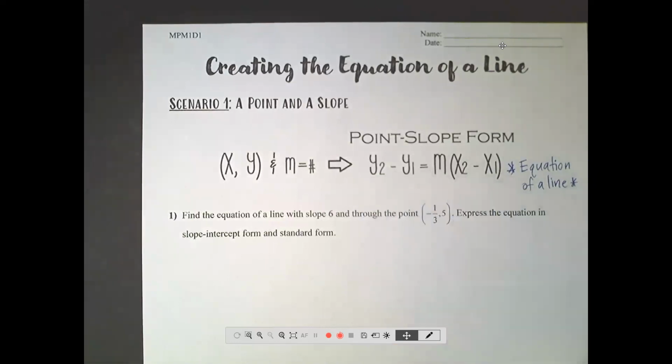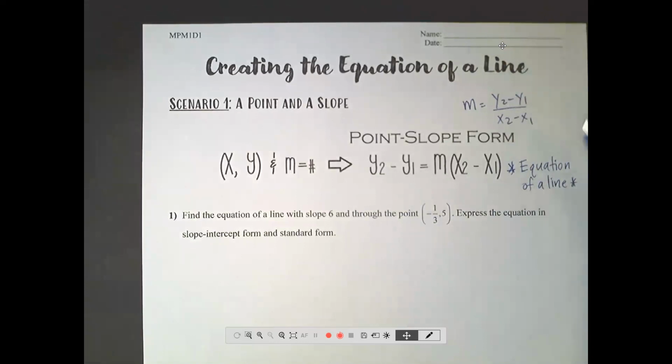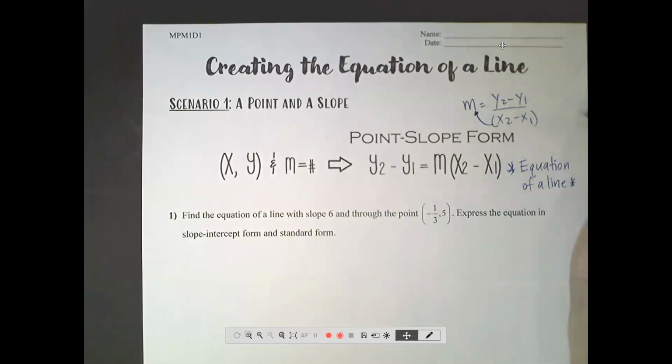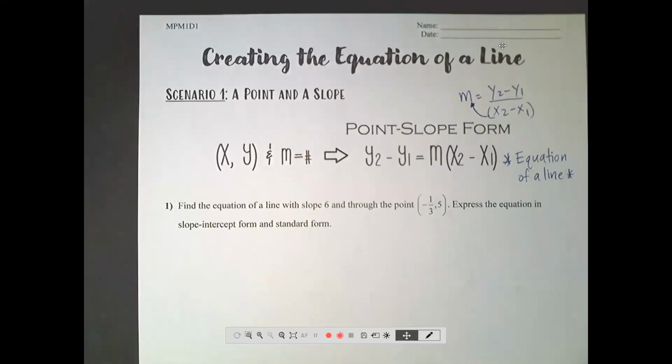This is just a rearranged version of this formula here. Remember, we used this when we were trying to find the slope between 2 points. And so if you rearrange this and you move this x2 minus x1 to this side, you basically end up getting this formula right here. Okay, so let's look at an example.